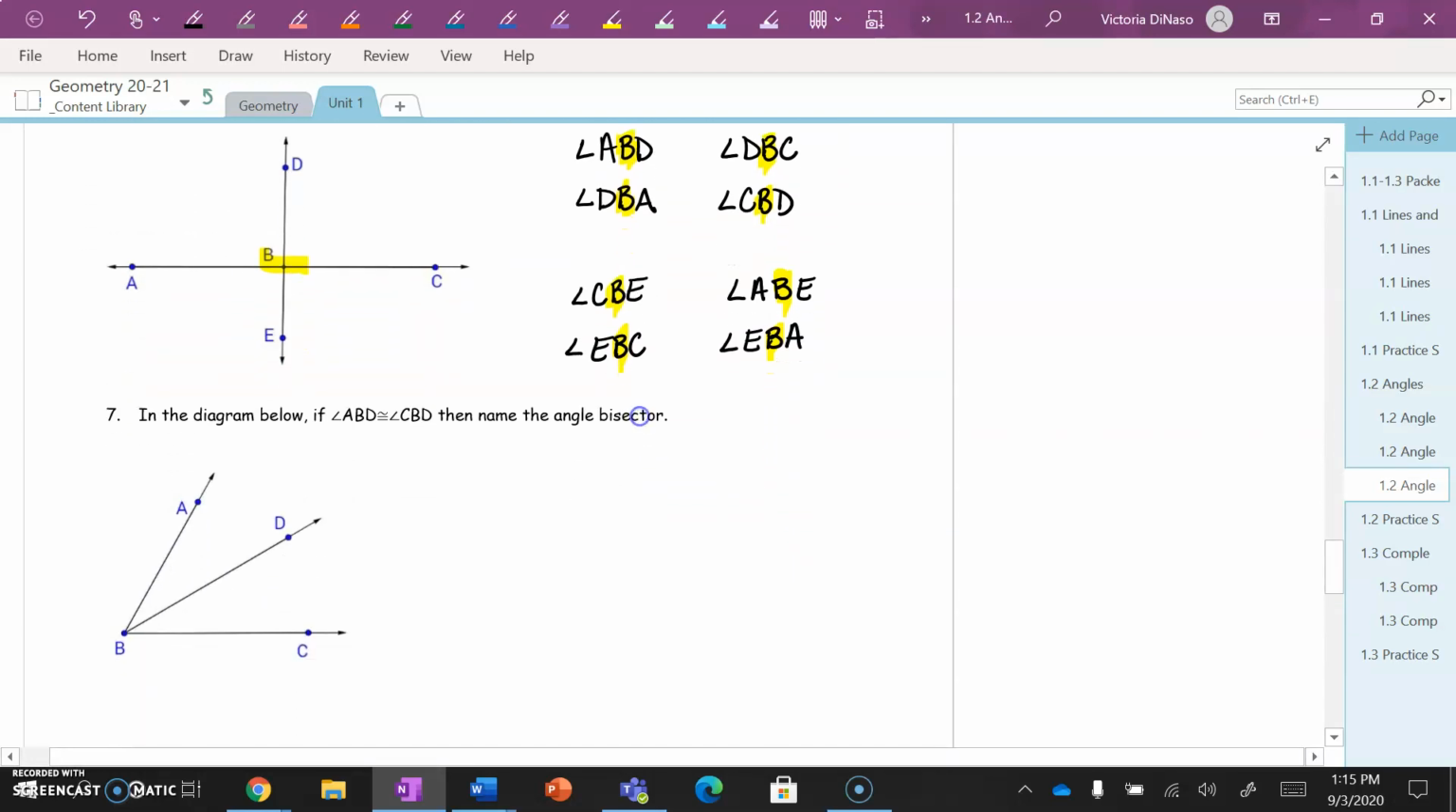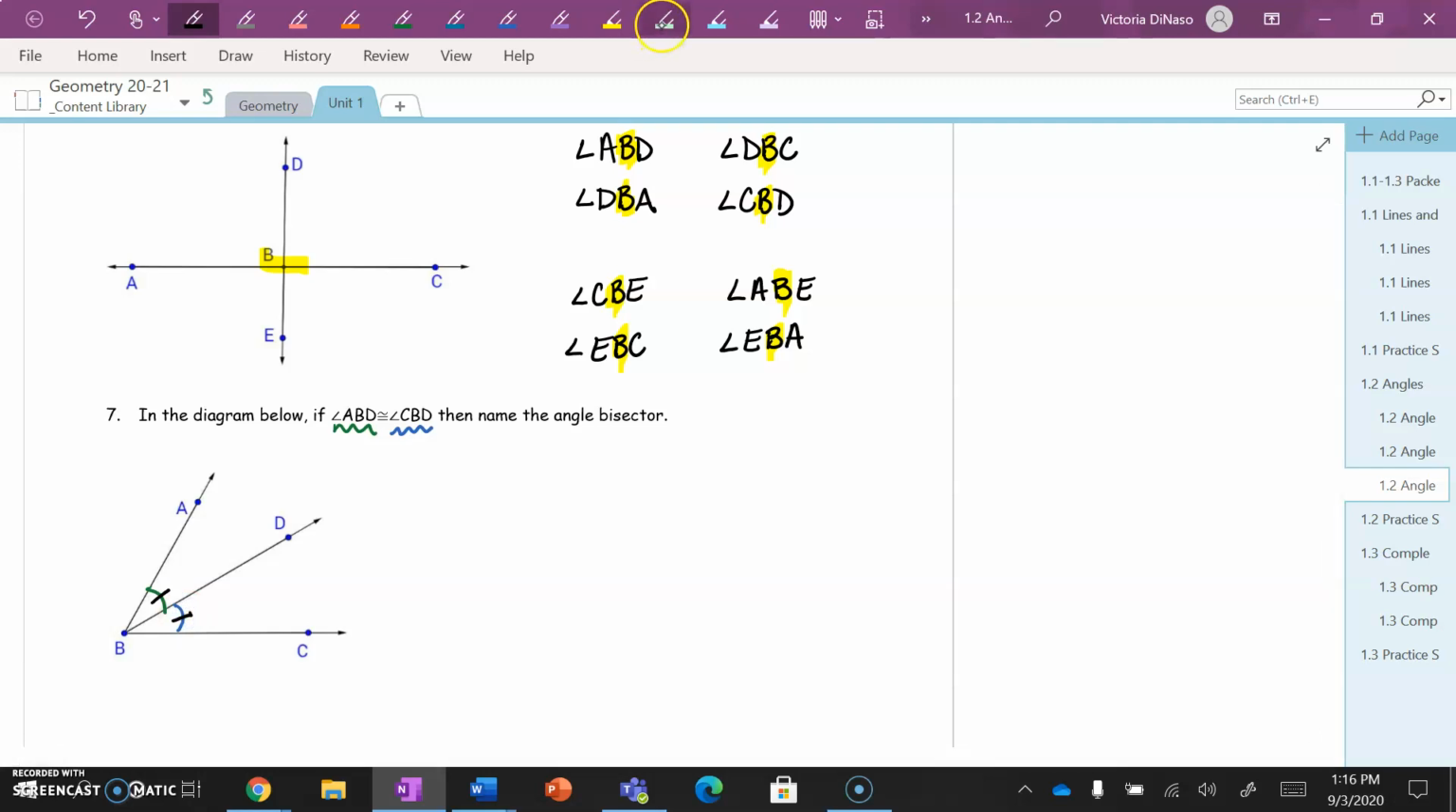In number 7, it says in the diagram below, if angle ABD is congruent to angle CBD, then name the angle bisector. So when we have two angles that are congruent, so we have angle ABD, from A to B to D, it's congruent to angle CBD, from C to B to D, so this angle right here. To show that they're congruent, just like segments, we're going to put a tick mark.